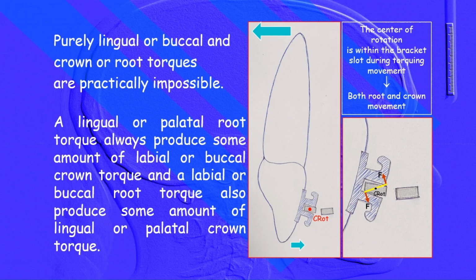A lingual root torque always produces some amount of labial crown torque. Similarly, a labial root torque produces some lingual crown torque. This is because when a twisted rectangular arch wire is engaged into the bracket slot, a moment of the couple is generated and its center of rotation remains inside the bracket slot. As the root apex is far away from this center of rotation, more root movement occurs compared to crown movement.